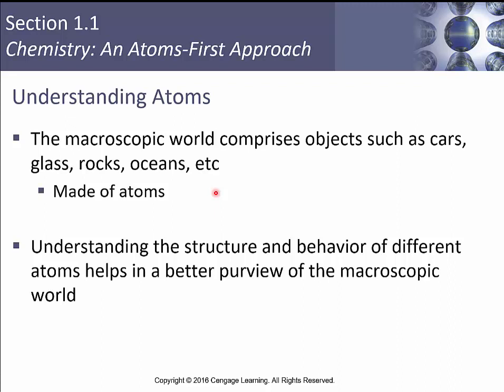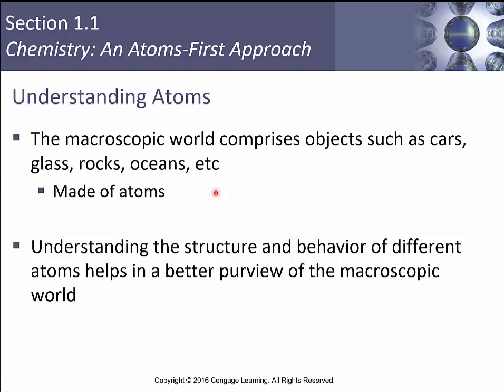So understanding atoms, the macroscopic world comprises objects such as cars, rocks, oceans, etc. And all of these things are made up of individual atoms. Now for us, we're not going to spend too much time delving into what happens if you start breaking apart atoms. So we're going to treat atoms as being discrete and elements as being discrete. But we will see that the atoms are actually made up of smaller subatomic particles.